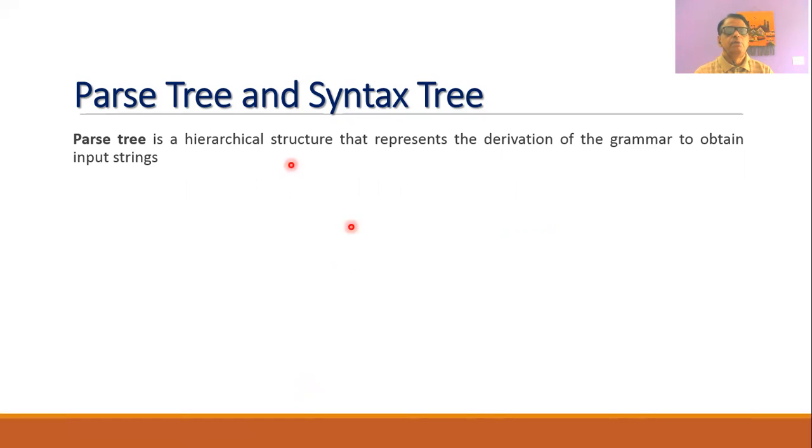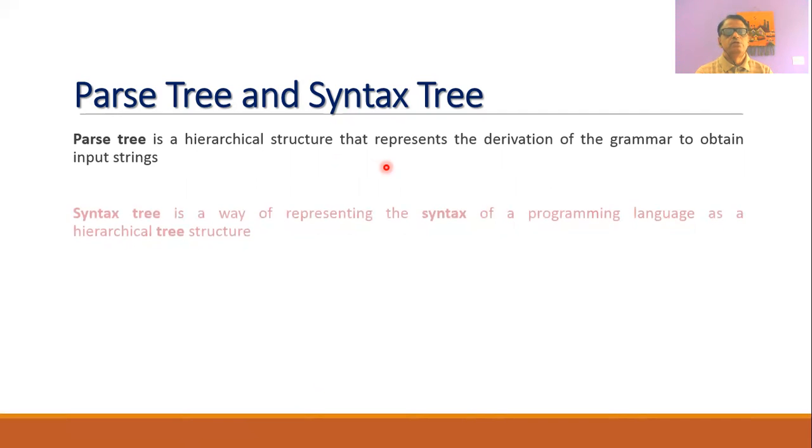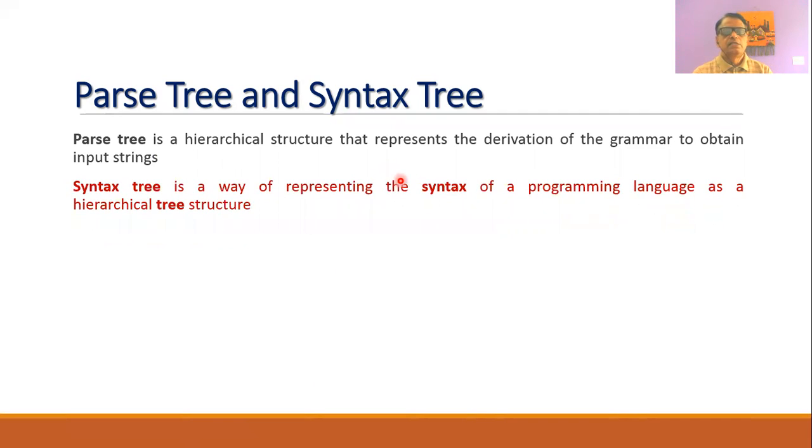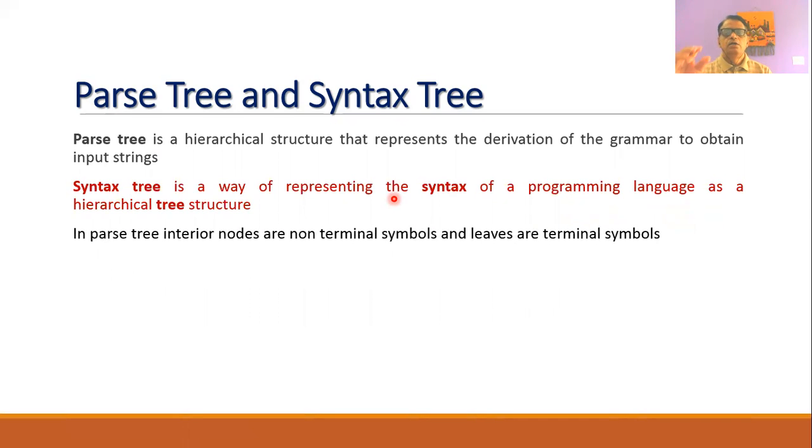You can say that the parse tree is a hierarchical structure that represents the derivation of the grammar for the input string, while the syntax tree is a way of representing the syntax of the programming language as a hierarchical tree structure. So both are structural representations, but there is a difference between them. The parse tree gives a derivation of the grammar for the input string, while the syntax tree represents the concrete structure.